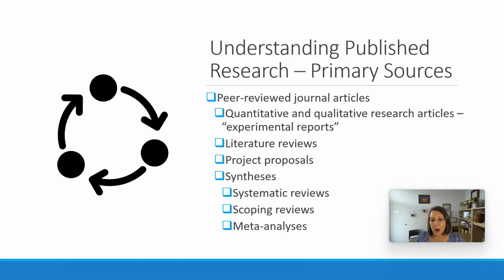So some of our primary sources, like empirical research reports, are peer-reviewed journal articles, and these are both qualitative and quantitative, all right, considered to be experimental reports. We can also look at systematic reviews and scoping reviews of the literature that pull together some of this information for us and say, here's what's out there in the literature.